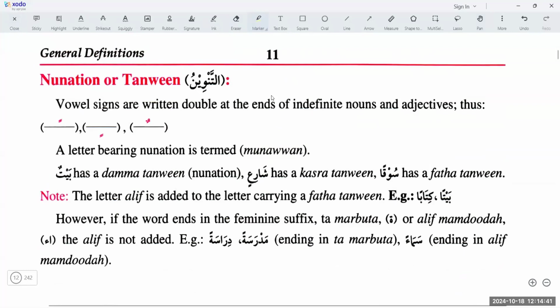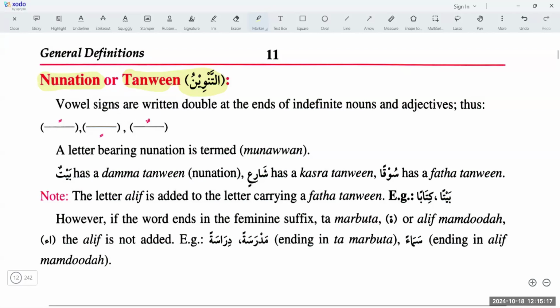Now there is another term we use in Arabic, nunation or tanween. In Arabic, we use the term tanween, or we can say nunation. What is this nunation? Vowel signs are written double at the end of the indefinite noun.